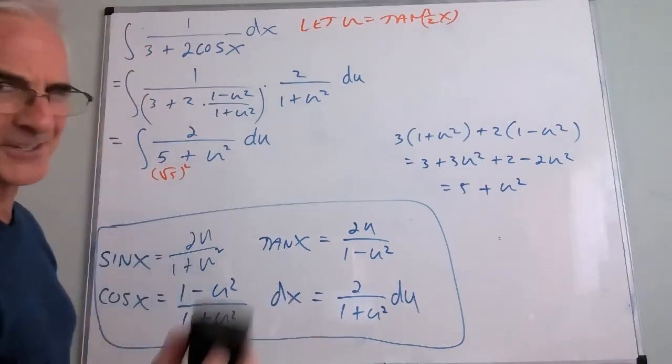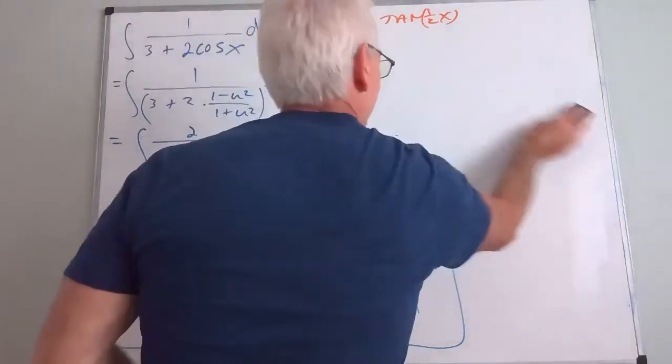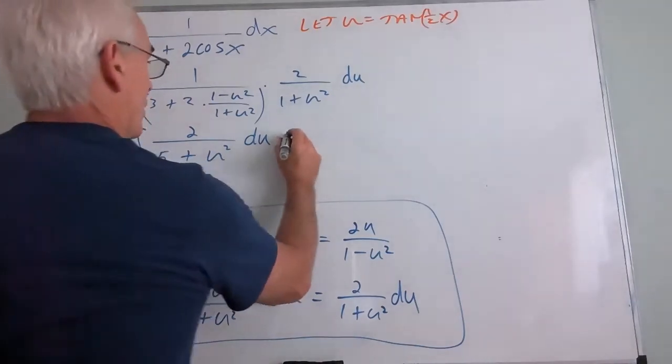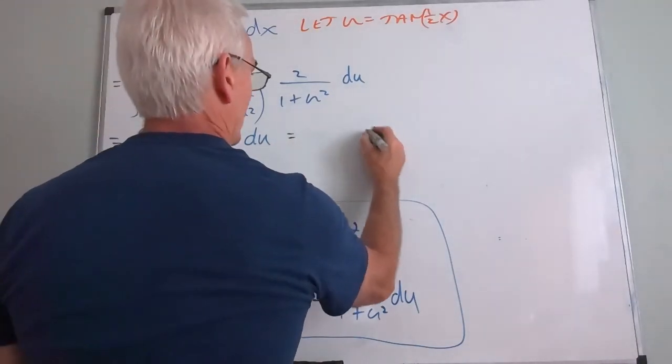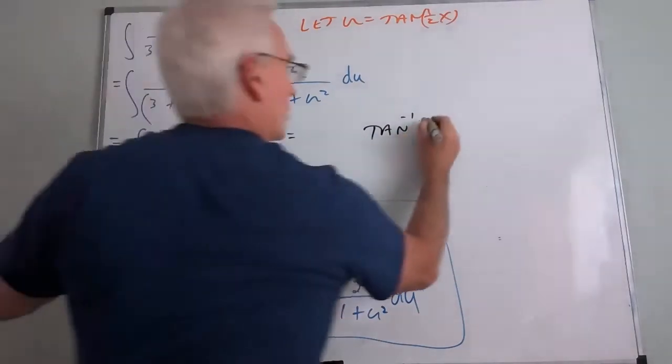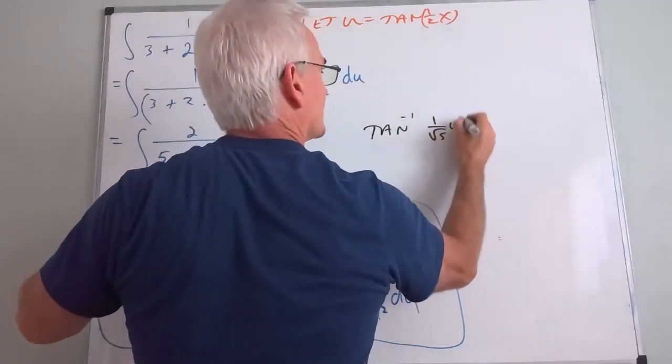I was thinking of trig substitution. No, we're there. Okay, so let me write it out. Do we agree that it's going to be inverse tan of 1/√5 times u?